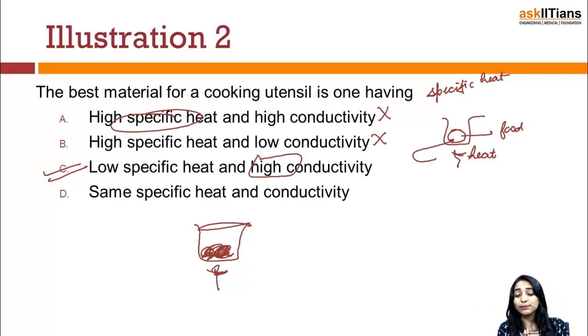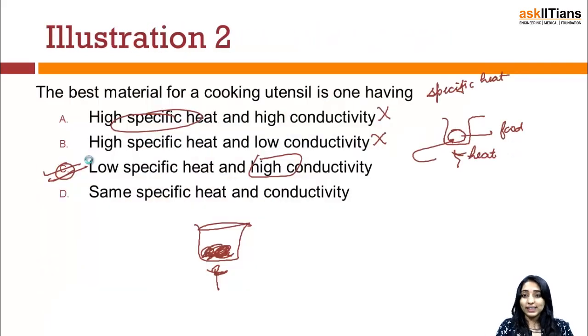Now coming over to the first part, which means low specific heat. Why do we need a low specific heat? Specific heat is the amount of heat required to raise the temperature of a given body by a particular degree. That means if you are using a utensil which has a low specific heat, only a small amount of heat is required for the utensil to heat up. Now if the utensil heats up nicely, all the heat will be transferred to the food and hence the food can be cooked nicely. So option C will be the correct option indicating the best material for the cooking utensil.